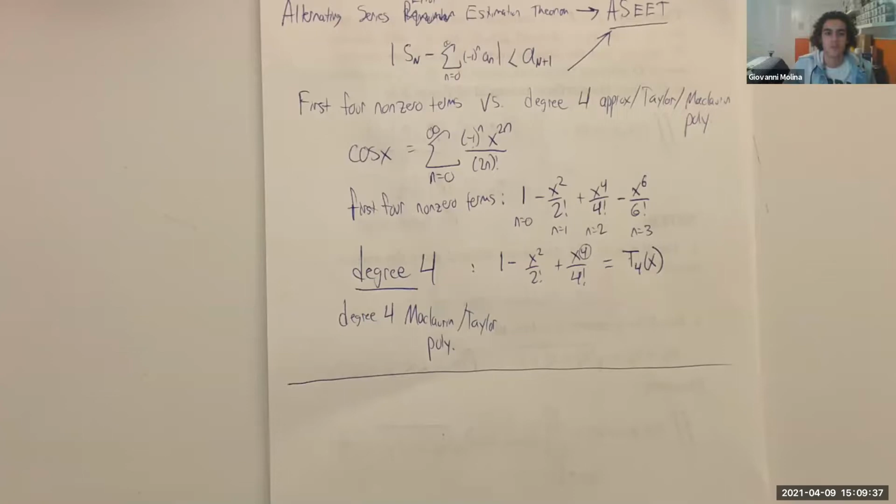Professor? Yeah, what's up? If we had something like going to the degree 4, but then our answers would be 1 minus x to the 3rd over 3 factorial, and then plus x to the 5th over 5 factorial. I said that wouldn't happen. Okay. Yeah, so don't worry about that.